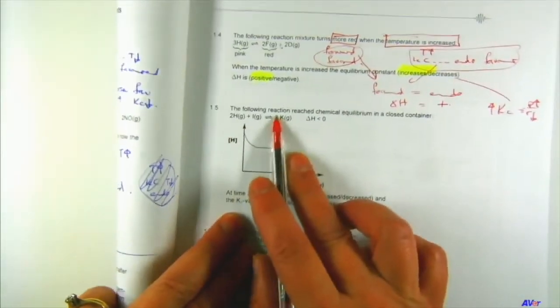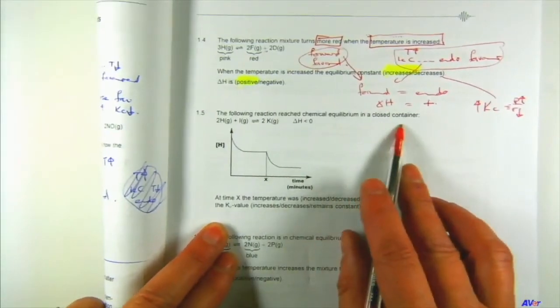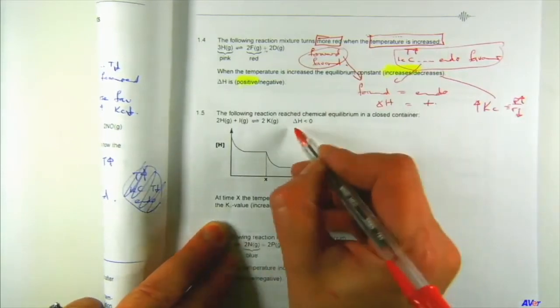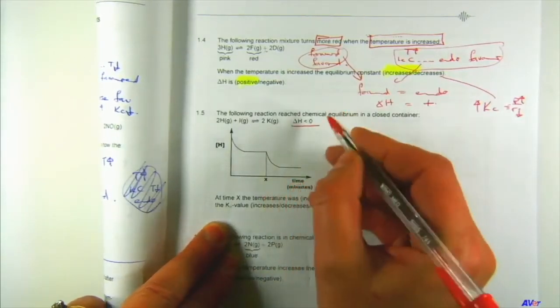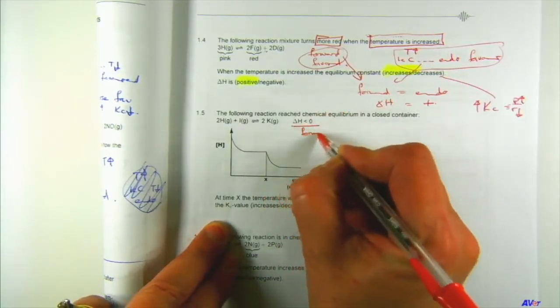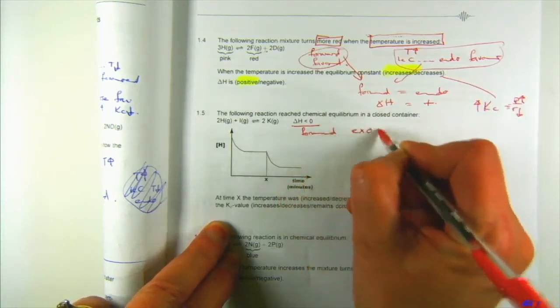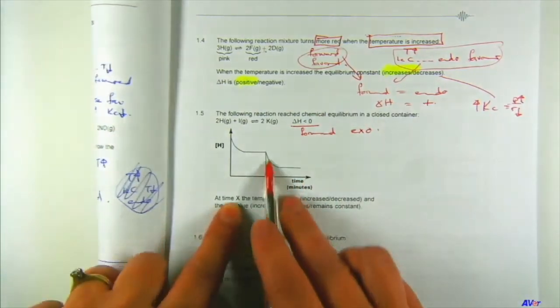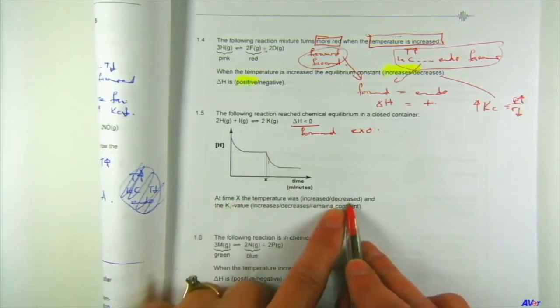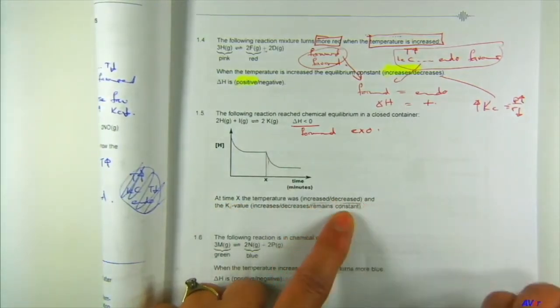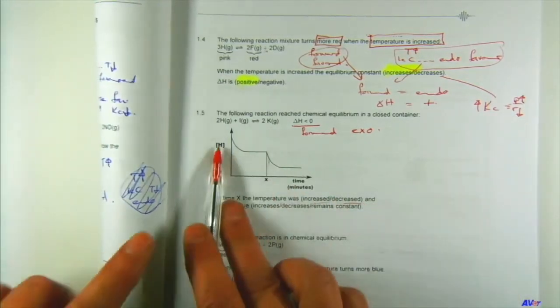So let's look at 1.5. The following reaction reached chemical equilibrium in a closed container. Okay, everything fine. What does delta H smaller than 0 tell you? Forward exo. Right. And now they say at time x, the temperature was changed, and now they want to know increase or decrease.